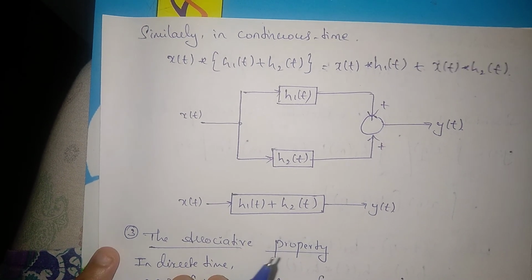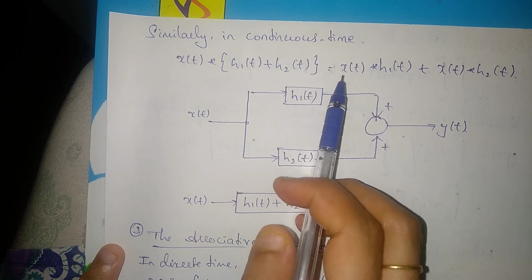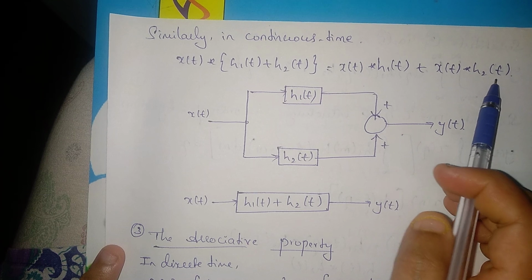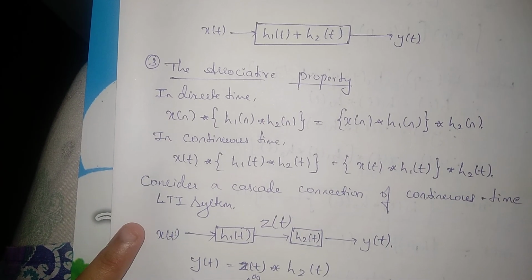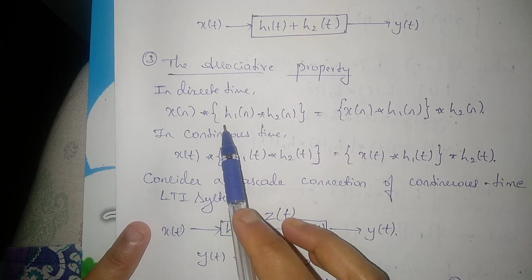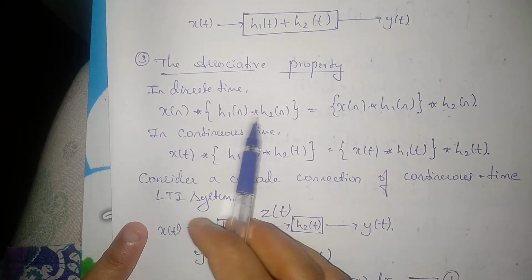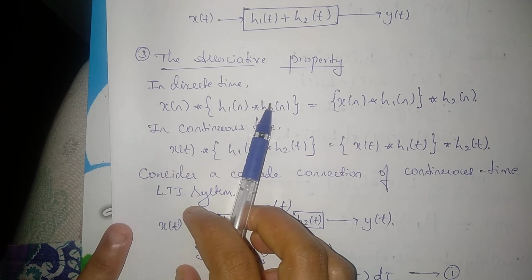Similarly, in continuous time we can write x of t convolution h1 of t plus h2 of t is equal to x of t convolution h1 of t plus x of t convolution h2 of t. Okay, the next property is the associative property. Here x of n convolution h1 of n convolution h2 of n, we can put the bracket in either way. So this is the associative property.